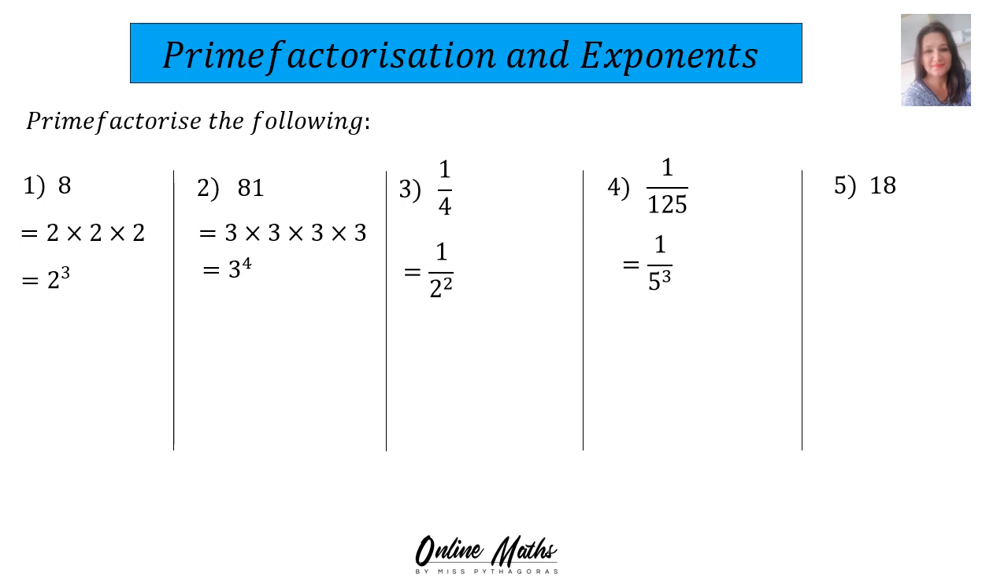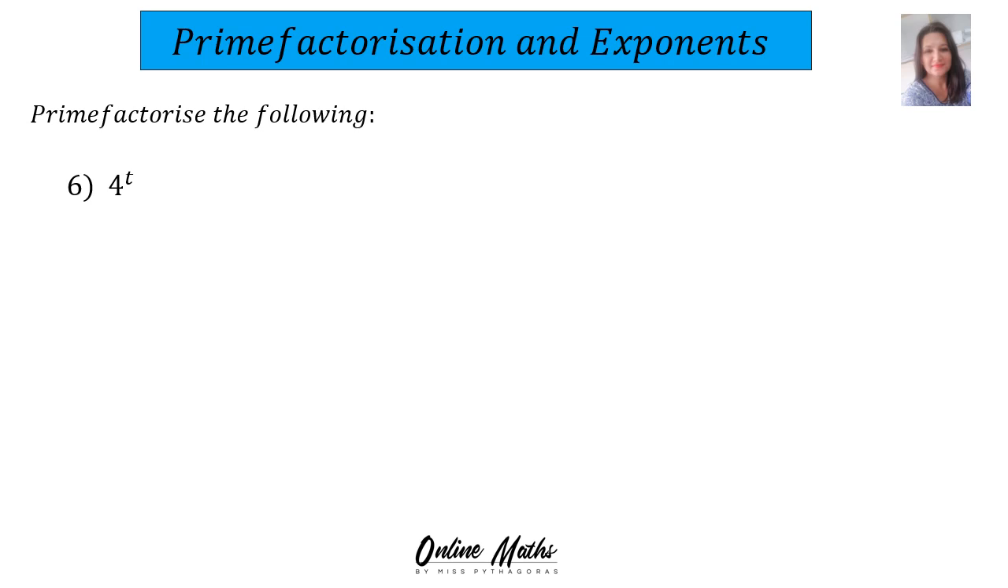And 18. We can write 18 as 2 times 9, and then we can take 9 and write it in its prime factors. Do you agree? Then 9 is the same as 3 squared. So 18 in its prime factors will be 2 times 3 squared. Still prime factorization and exponents.